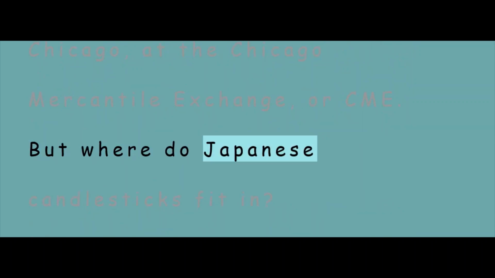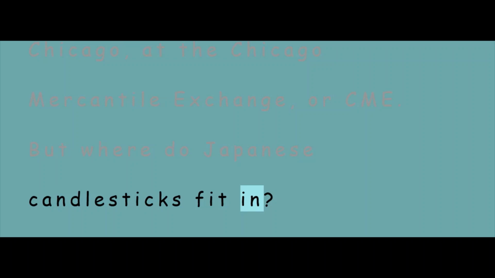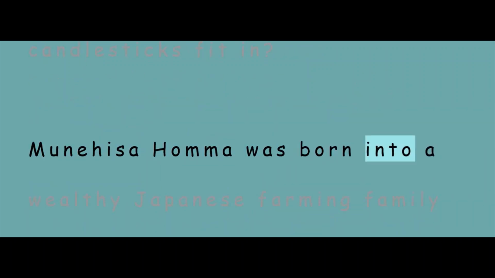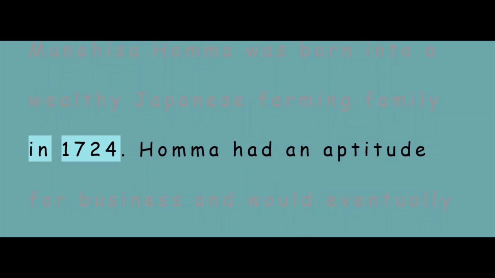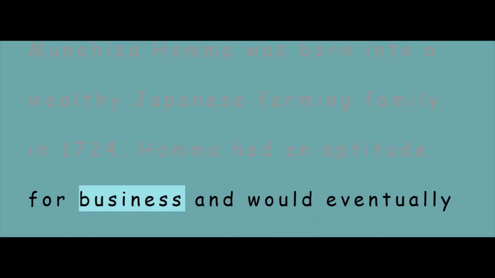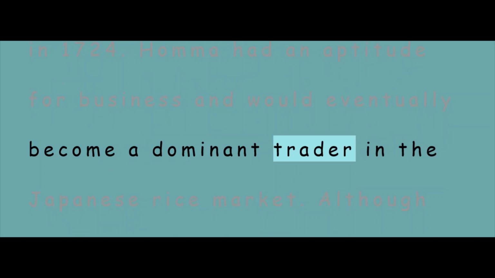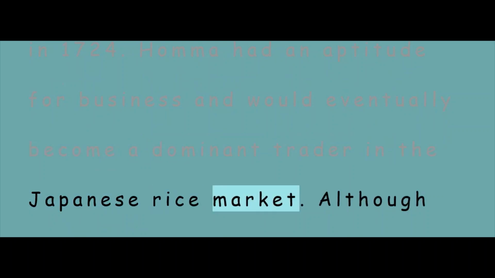But where do Japanese candlesticks fit in? Munehisa Homma was born into a wealthy Japanese farming family in 1724. Homma had an aptitude for business and would eventually become a dominant trader in the Japanese rice market.